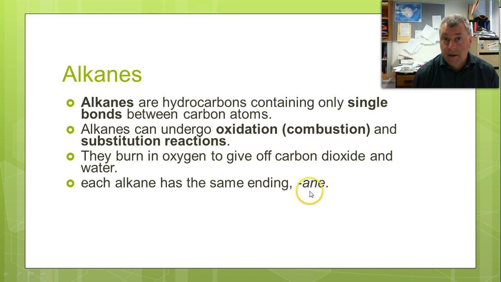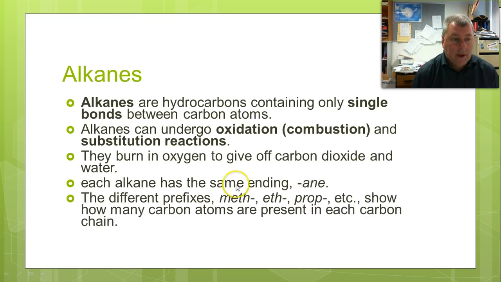Now each alkane has the same ending in its name, and that is ANE, so you can identify an alkane from its name. And we use different prefixes, meth, eth, prop, etc., to show how many carbon atoms are present in each carbon chain. We're going to have a little video shortly on the whole naming procedure, but that's just a hint along the way. You'll find these names on your information sheet. Meth means 1, eth means 2, prop I think means 3. I can't remember right now, but we'll learn about the actual rules of naming shortly.